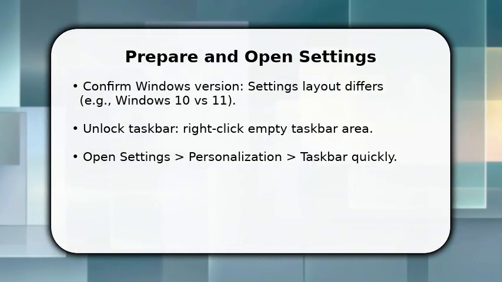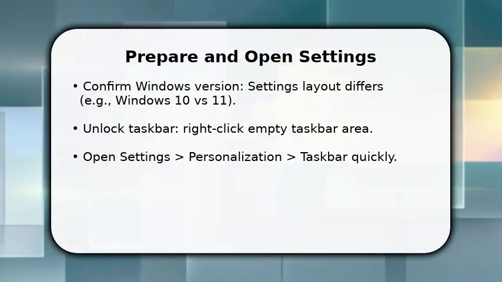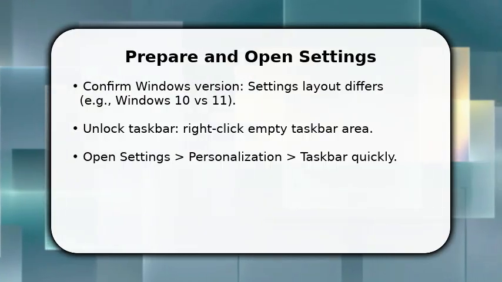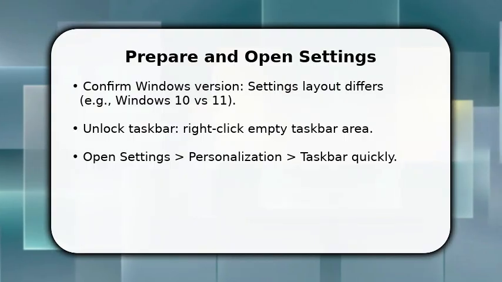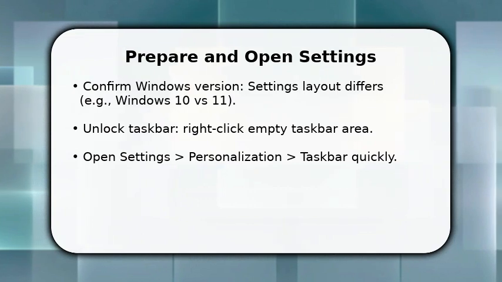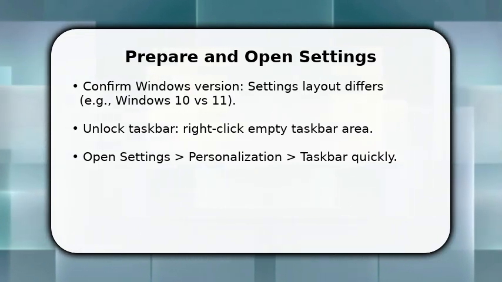You need administrative access for some changes. If you don't have it, request it now. Once done, pause and look for taskbar behaviors or taskbar sections depending on your version. This direct approach gets you to the exact controls you'll use next to pin behavior and visibility.